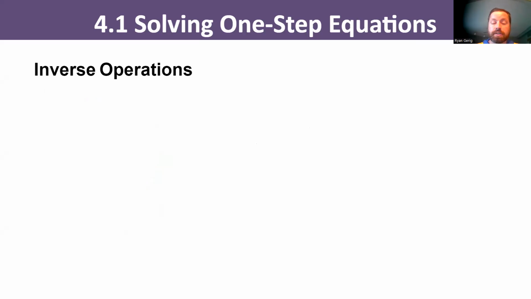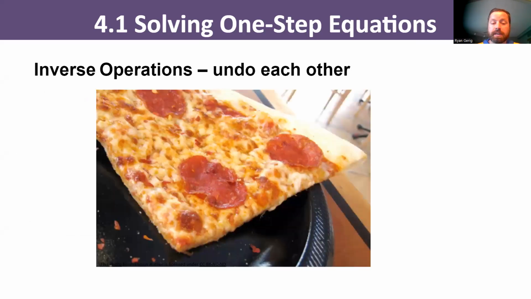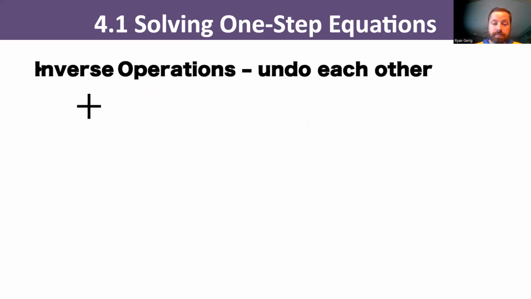So inverse operations are operations that undo each other. Think of it like pizza. Let's say my parents send me out to buy pizza for my family, forgot to give me money, and I have to spend my own money to buy the pizza. But when I get home, they give me the money back. Them giving me the money back undid me paying for it. So I ended up money-wise the same. It undid what I did first.